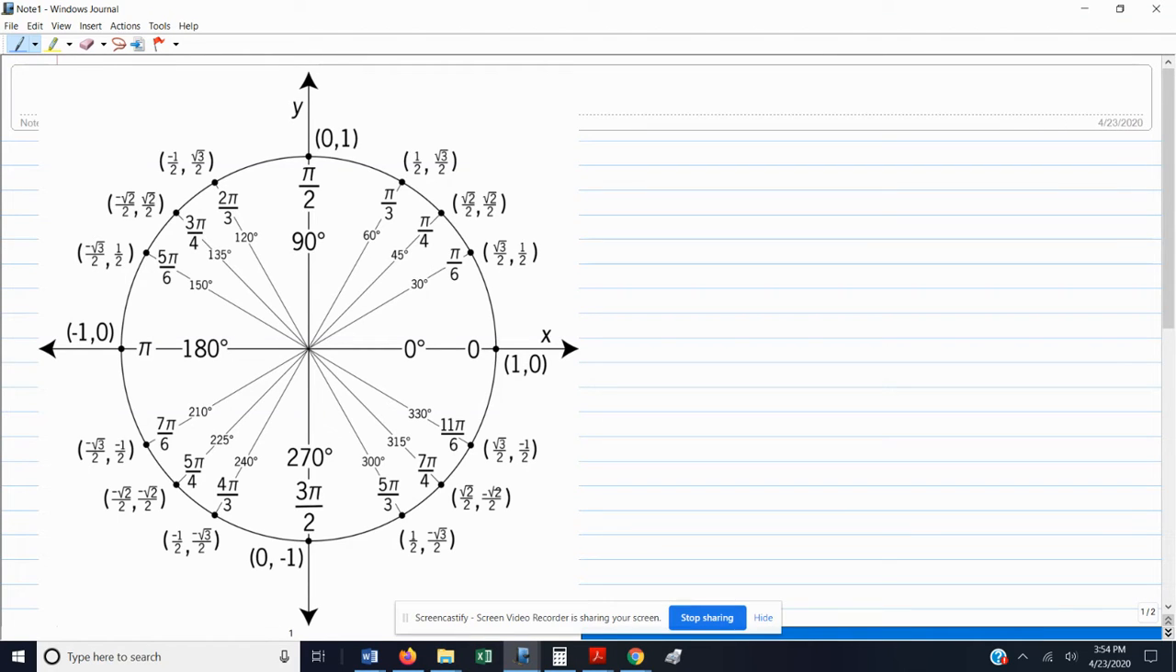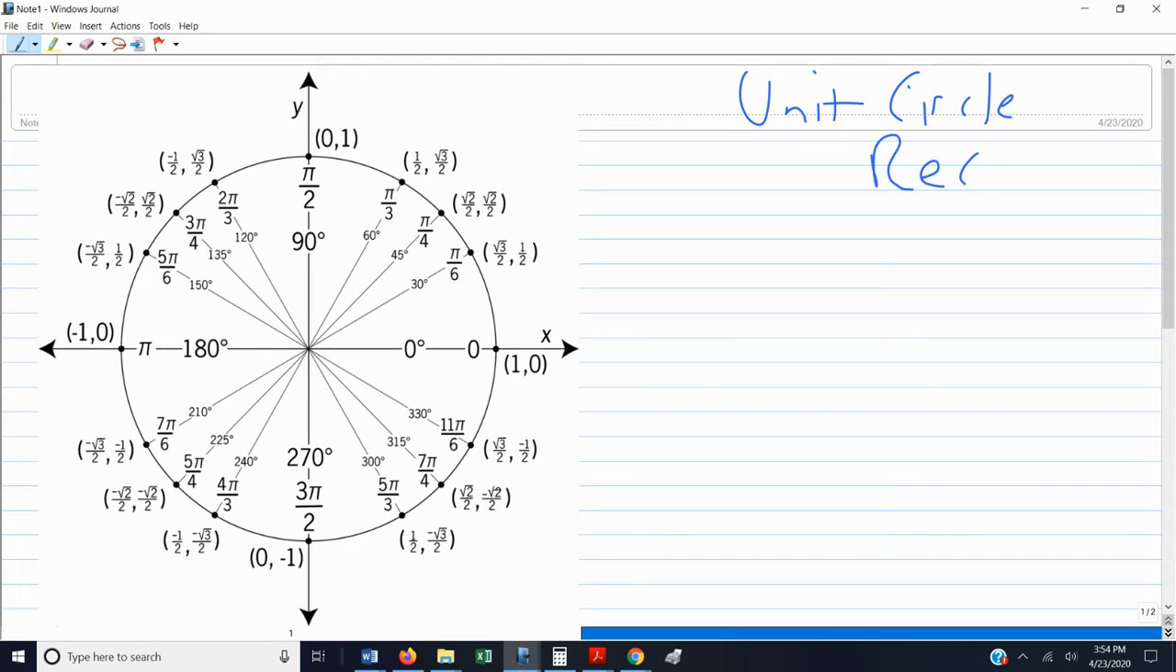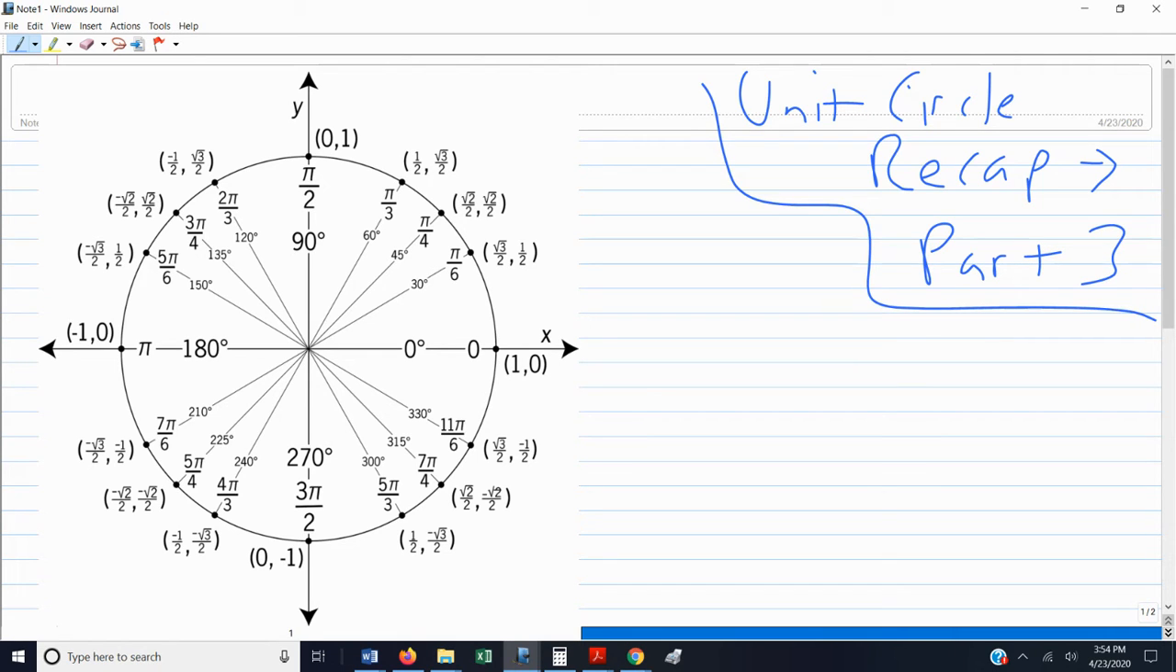Hey everyone, this is the third part of the unit circle recap. What I wanted to show you today, basically, is that I'm going to introduce a game that I want you to play, and I want to help you get ready for that. So what I want to show you today is just how to quickly find where a radian measure is located on the unit circle.